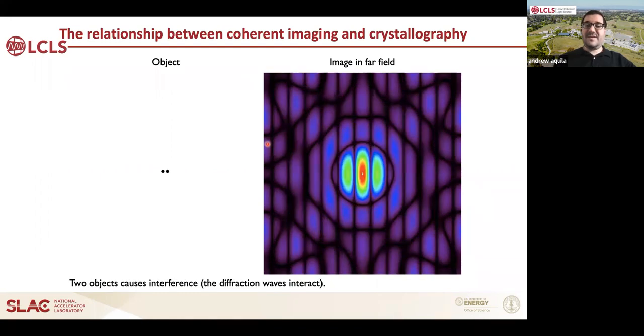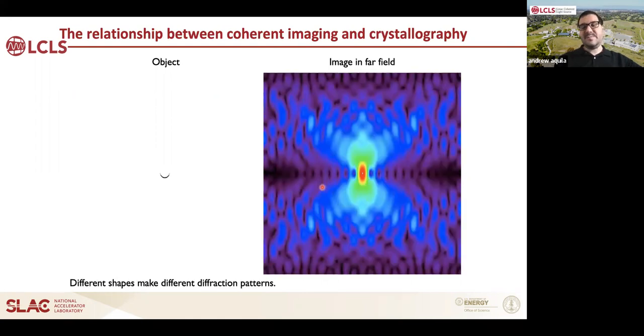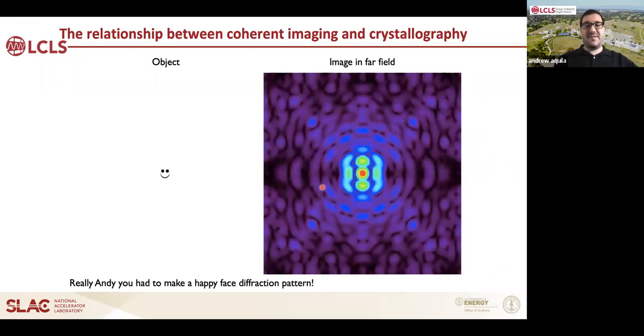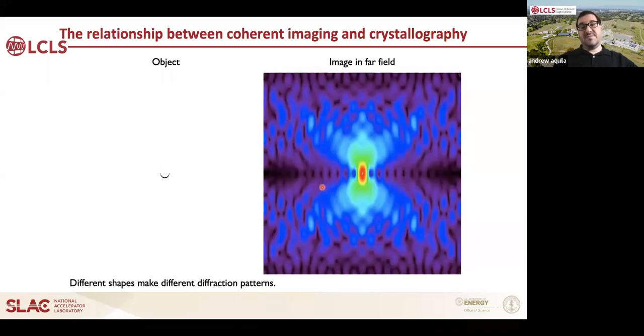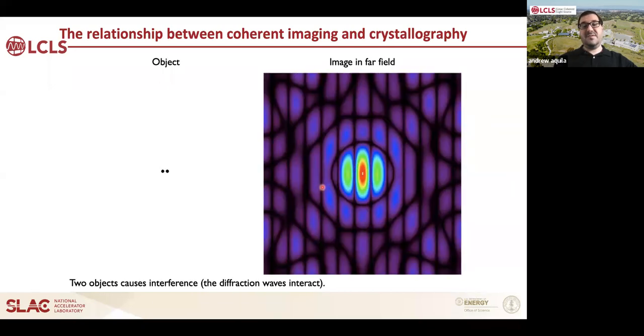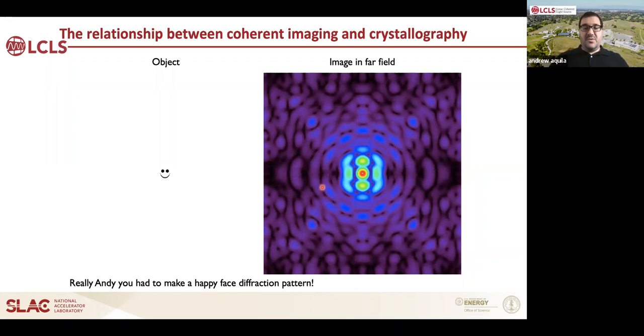Now we can make two objects, and you'll see this interesting characteristic pattern of two objects close to each other that are interfering. We're going to make all sorts of arches or diffraction patterns, and we can sum them together. But they don't sum in intensity. They sum coherently, because those objects are coherently illuminated. These objects do not sum to make one holistic object of a happy face. Yes, I am showing you a happy face diffraction pattern.